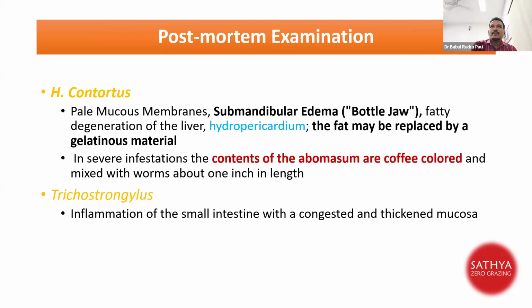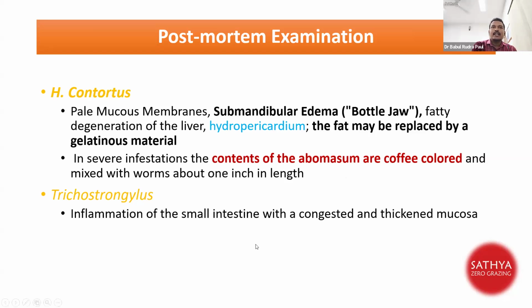If we go for postmortem examination in Haemonchus contortus, these are the typical findings we can see: pale mucous membrane, which can also be exhibited clinically, submandibular edema, degeneration of the fatty liver, hydropericardium, and fat generally replaced by gelatinous material. The content of the abomasum becomes coffee colored due to blood from the abomasal wall coming into the abomasal content. It mixes with the content and gives a reddish or coffee color.